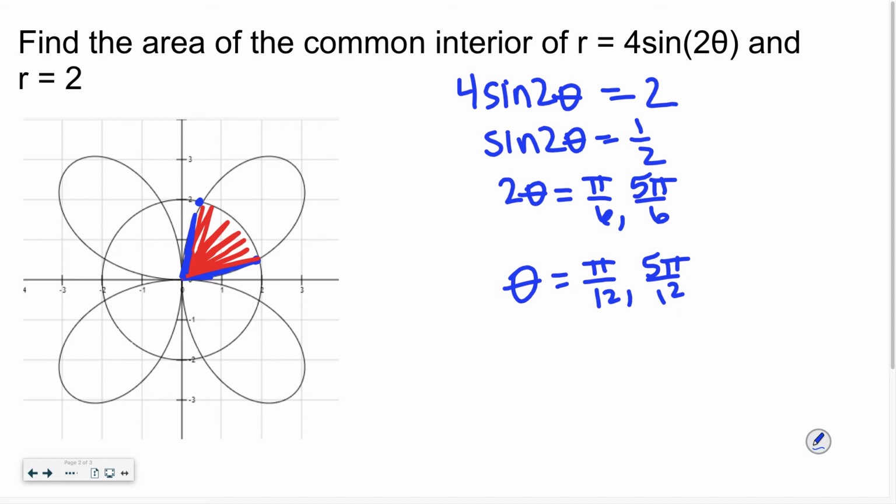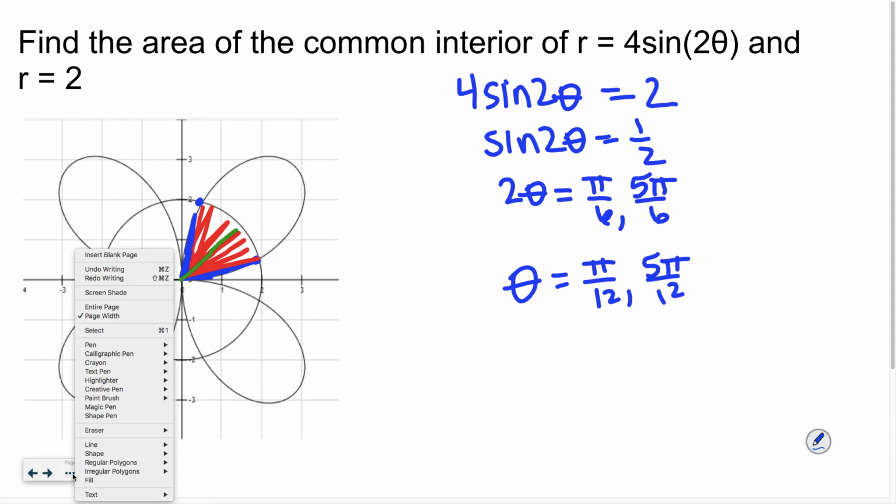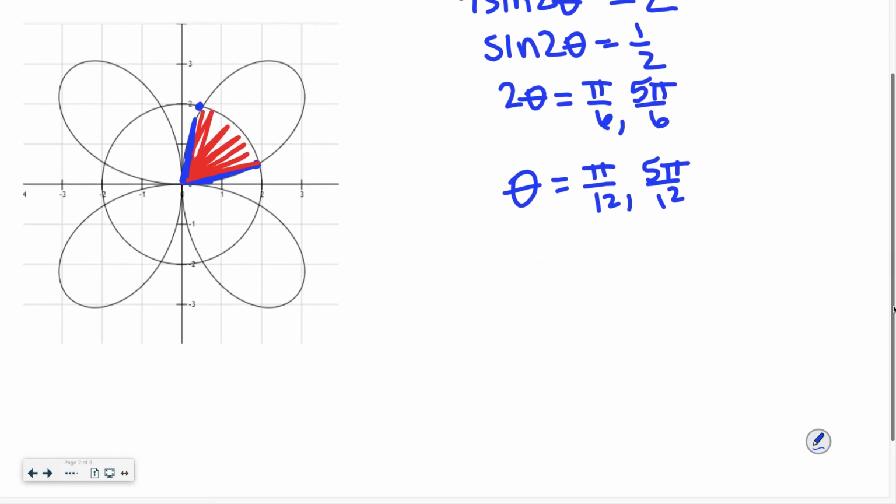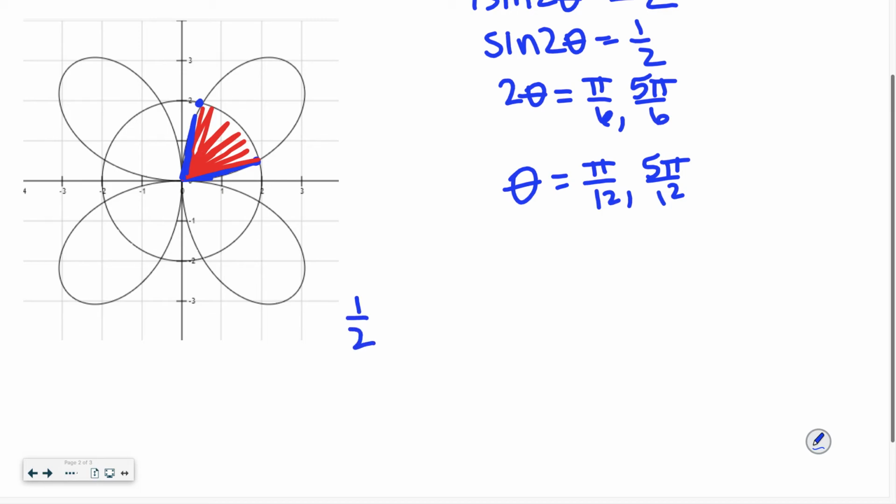Unless you split this in half, multiply by 8, and multiply by 8. But this is actually a question we'll have to do. Imagine the test. So for that one portion, we would have to take 1/2 the integral from 0 to pi over 12, because from 0 to pi over 12, we're coloring in the flower.